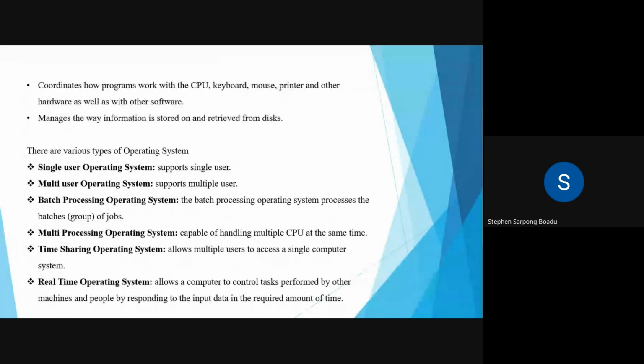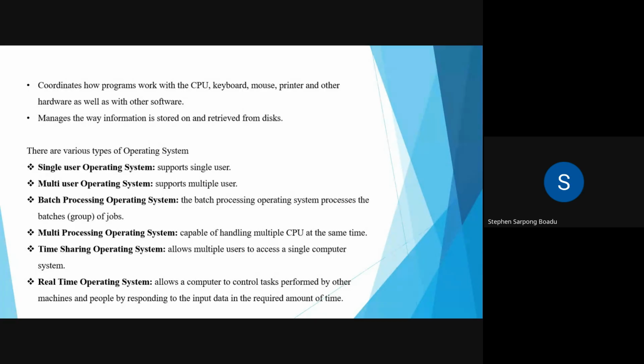And then we go to the multi-user operating system. As the name goes, this one supports multiple users. It allows more than one user to access the same computer system at the same time. So you can have different accounts on that OS, and you can be at different places, but you're using the same OS. Normally you have the Linux servers and Unix. They are those that allow the multi-user operating system, right?